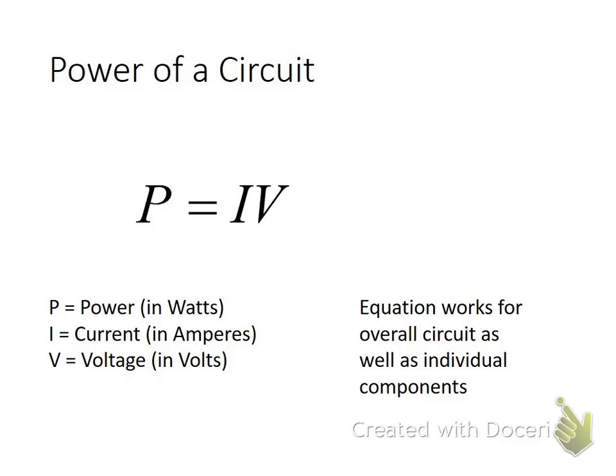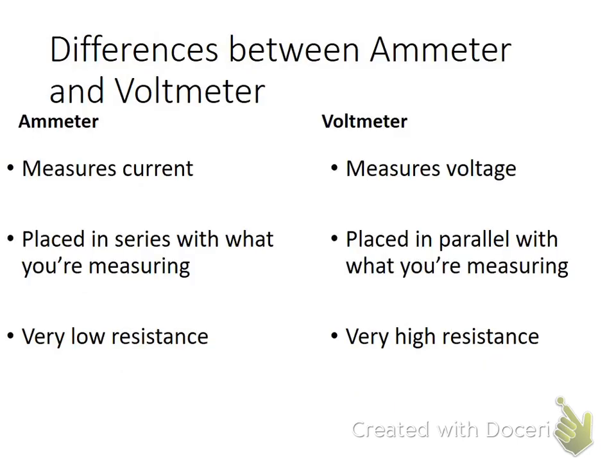Now you're also going to have to know a little bit about the power of a circuit. Power is just current times voltage. Power is measured in watts, current in amperes, and voltage in volts. The equation works well for the entire circuit, so the grand total power of the battery equals the current the battery is pumping out times its voltage, and the power dissipated in a single resistor is just the current traveling through that resistor times the voltage that is dropped over that resistor.